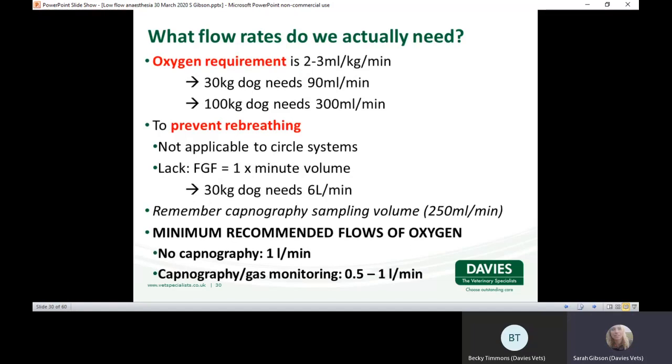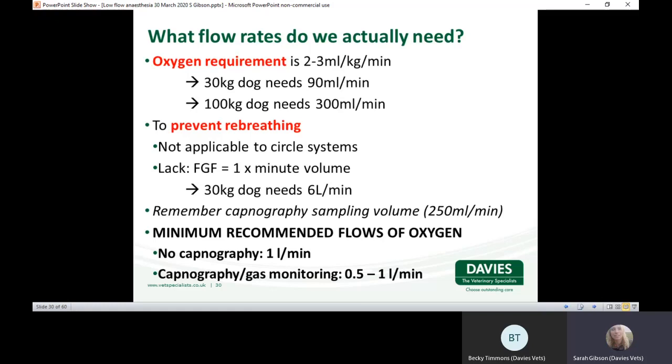So how much oxygen do we actually need? The requirement is 2 to 3 mils per kilo per minute. So a 30 kilogram dog actually only needs 90 mils per minute, and a 100 kilogram dog would need 300 mils per minute. When we look at non-rebreathing anaesthetic machines, we have to use a fresh gas flow high enough to prevent rebreathing. So for a LAC, which is considered efficient, there is a circuit factor of 1. So the fresh gas flow needs to be 1 times the minute volume to prevent rebreathing. With circles, we don't need to prevent rebreathing as there is soda lime to absorb the carbon dioxide, and this is why the flow rates can be so much lower.